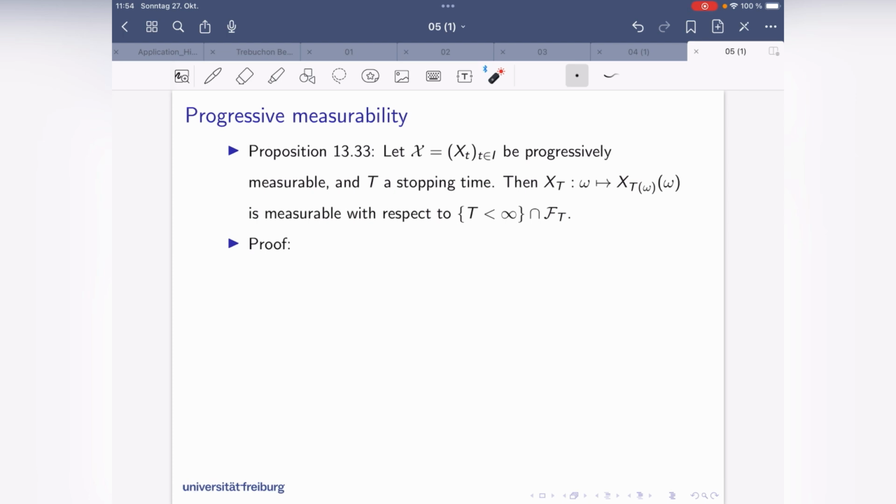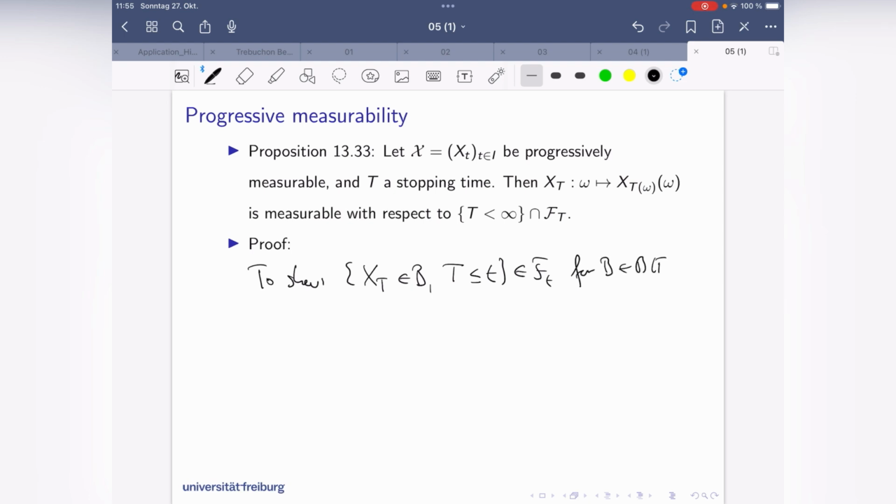Well, how does this work? So I have to show the following: that {X_T in B} on the set {T ≤ t} is in F_t. I have to show that it's measurable with respect to this sigma algebra here. And we had that last time: elements of this sigma algebra F_T have the property that, on the set {T ≤ t}, the event is in F_t.